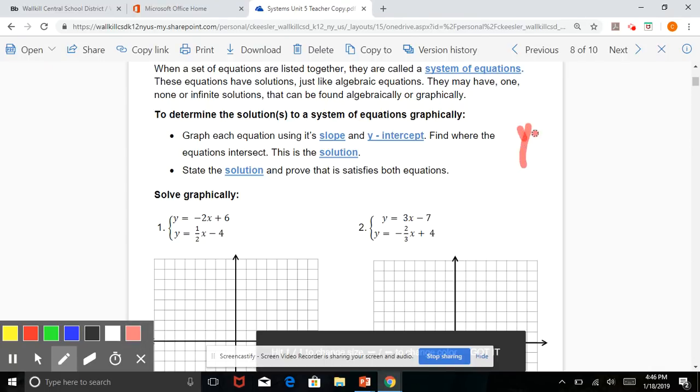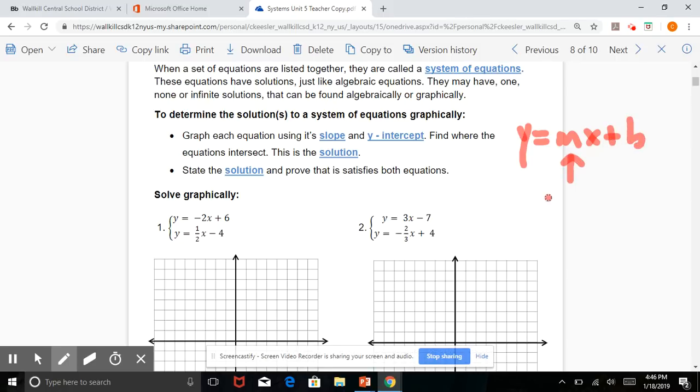Remember y equals mx plus b. Hopefully recall that m is the slope, while b is our y-intercept, meaning that's where it crosses the y-axis.